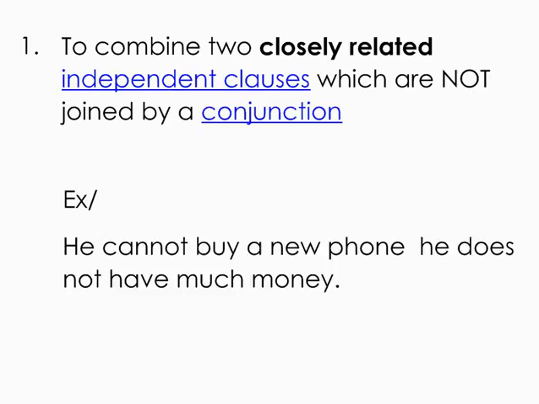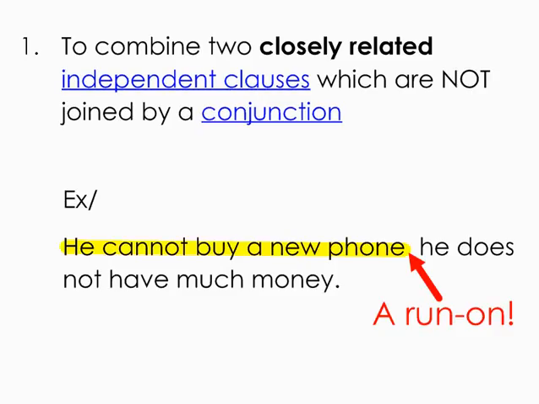He cannot buy a new phone. He does not have much money. Right now, this is a sentence error. It's called a run-on because we've joined what could stand as 2 complete sentences. He cannot buy a new phone, and he does not have much money, and we've joined them with absolutely nothing. Even a comma would be wrong here, which is a different type of run-on called a comma splice.